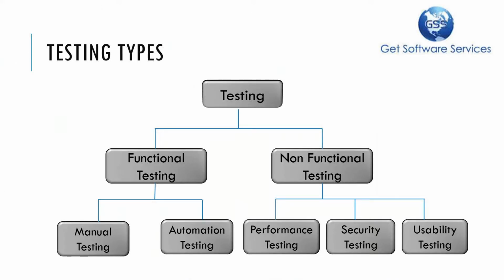Before we jump into what is manual testing and what is automation testing, first let's understand how testing is classified. Testing is broadly divided into two types: functional testing and non-functional testing. Functional testing is again divided into manual testing and automation testing. And in non-functional testing, you have many categories like performance testing, security testing, and usability testing.